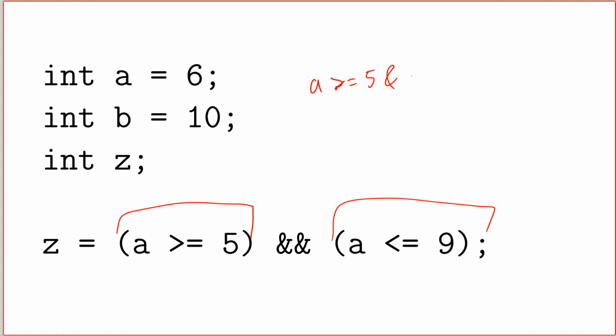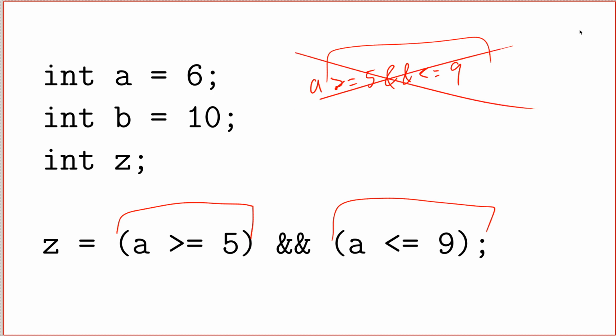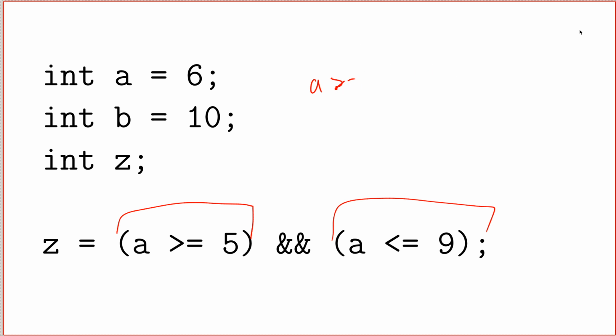So you can't stick the and without having separate questions that you're asking. You're combining together two questions. This doesn't work. So you can't stick the and on the right-hand side of some other comparison. Instead, you have to ask two separate questions. Is a greater than or equal to 5? Is a less than or equal to 9? And then chain those two separate questions together with the logical and operator.